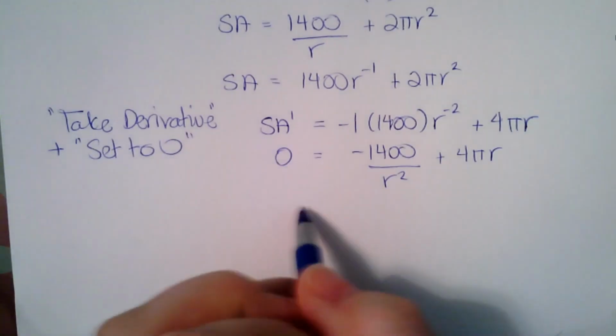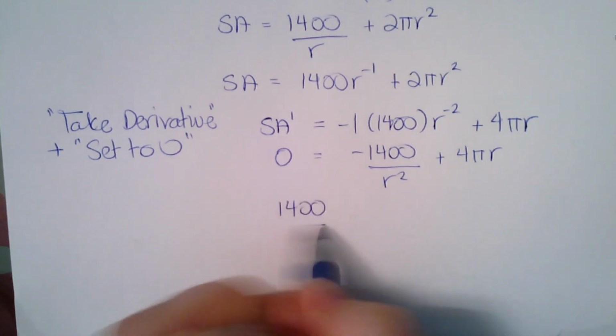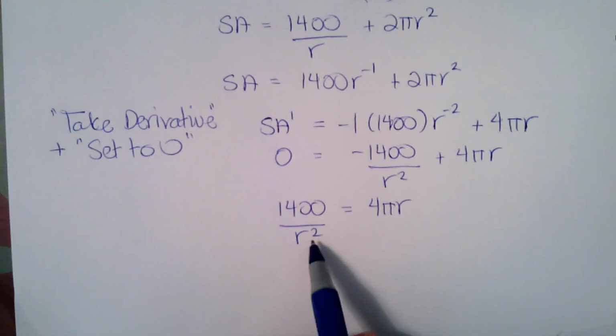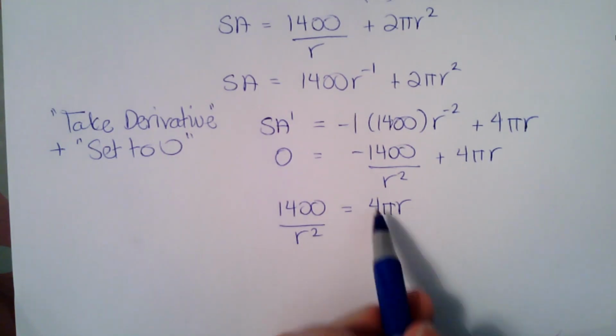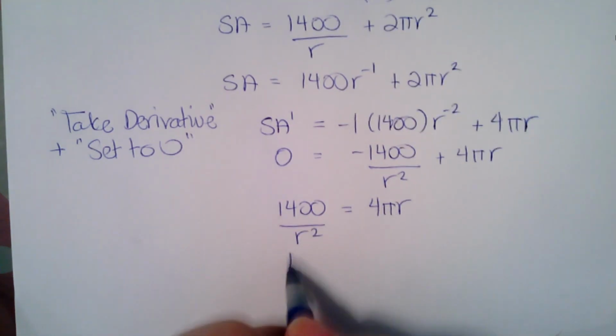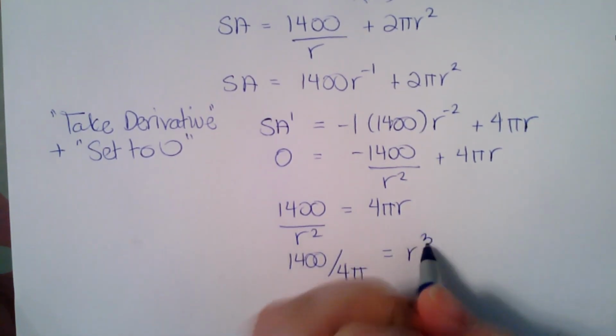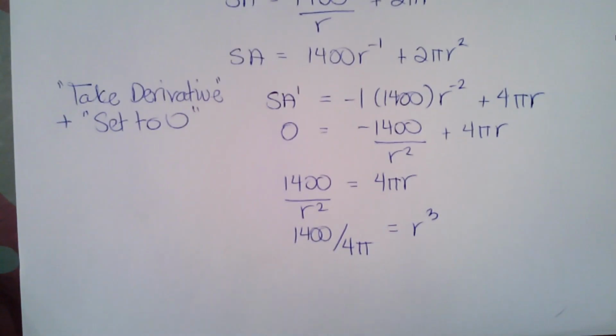And now I have to solve it. So, algebra: 1400 over r squared equals 4 pi r. So if I bring the r squared up and the 4 pi back, I end up with 1400 over 4 pi equals r cubed. So the cube root of this will give me my r. So I'll do 1400 over 4 pi.